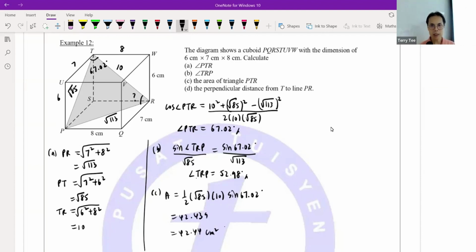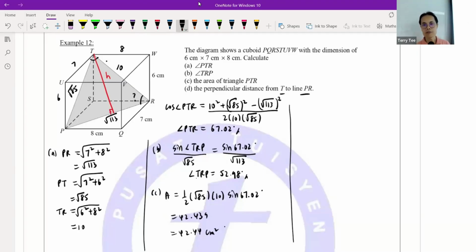Last part, we're finding the perpendicular distance from T to line PR. When we say perpendicular distance, we are talking about this distance. It may not be the midpoint. Please don't think it's the midpoint. It's not, because this is not an isosceles triangle. This is your perpendicular distance. You can call it H.